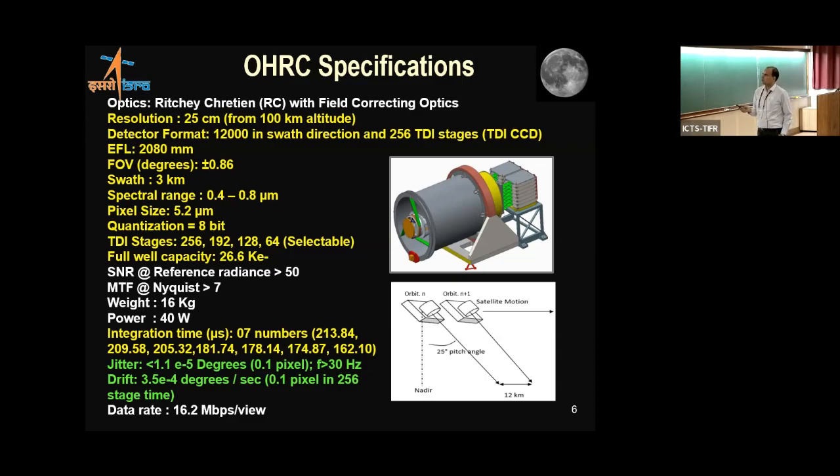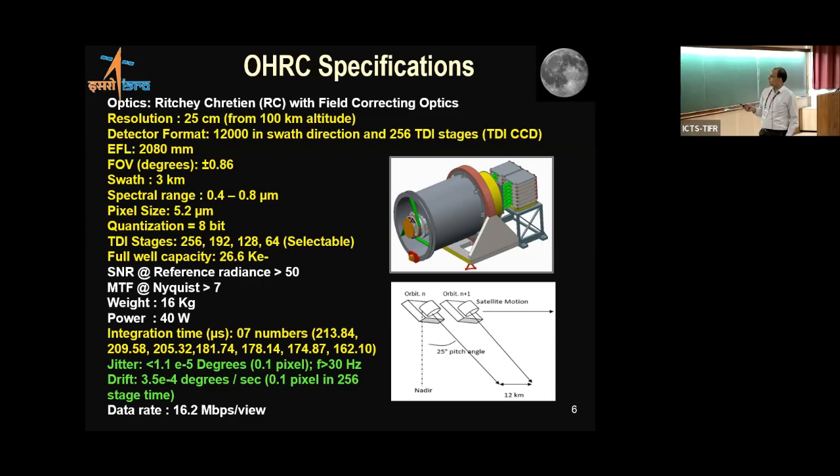If illumination is more, we can select 64 stages. If illumination is lesser, we can go up to 256 stages. And quantization here is 8-bit. The detector size we are using is 5.2 micrometers. The spectral range is panchromatic only. And the SNR is greater than 50. And there are seven different integration times, depending on the velocity of the spacecraft, as well as the angles we are using.